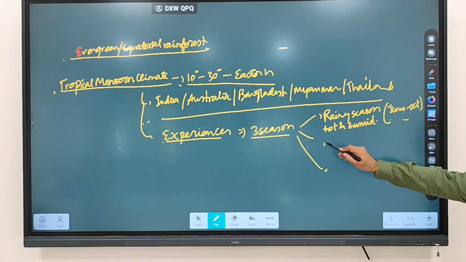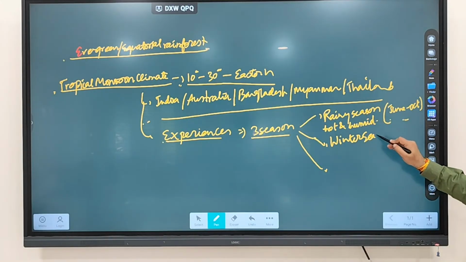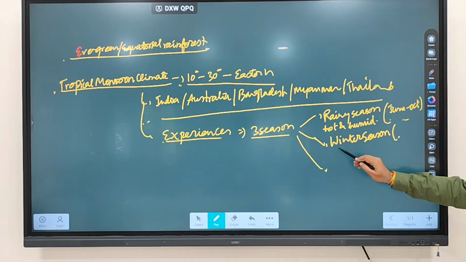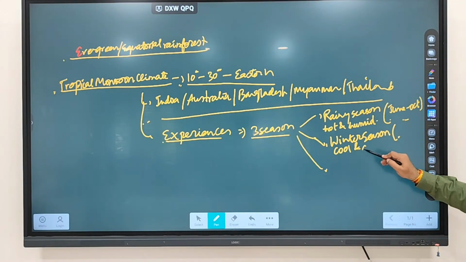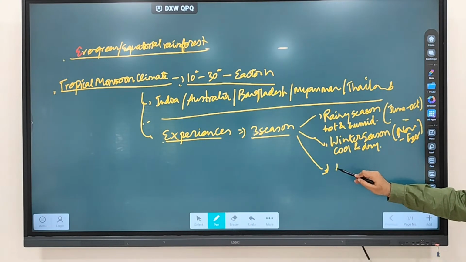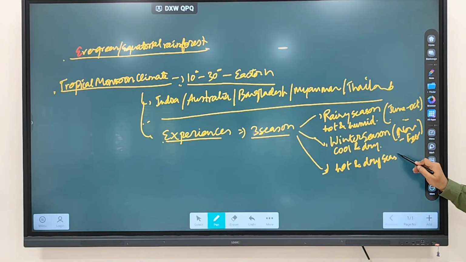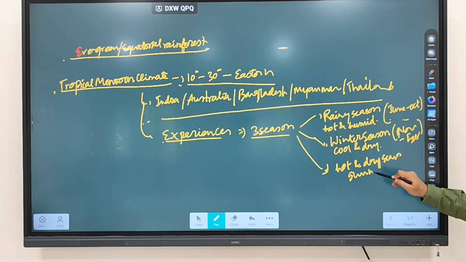Then you will find the winter season, or we call it the cool and dry season. This generally you experience between November to February. And then you will see the hot and dry season, or we also call it the summer season, generally between March to early June.